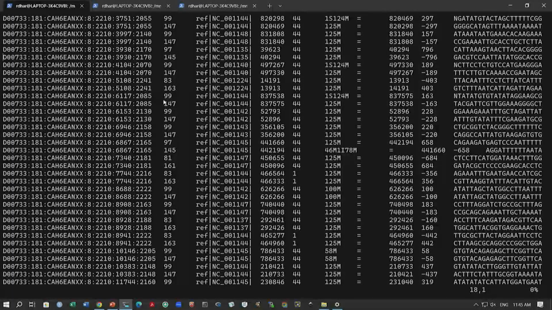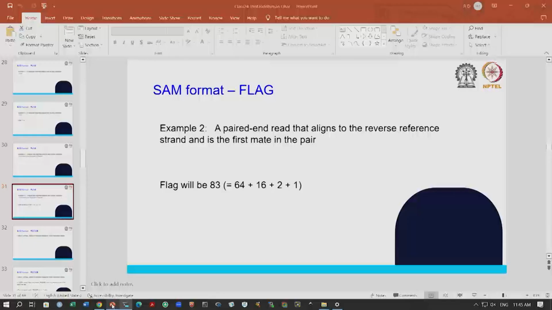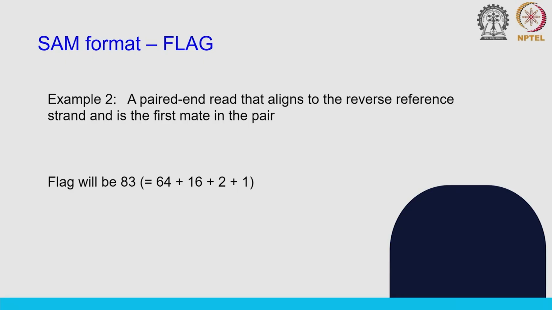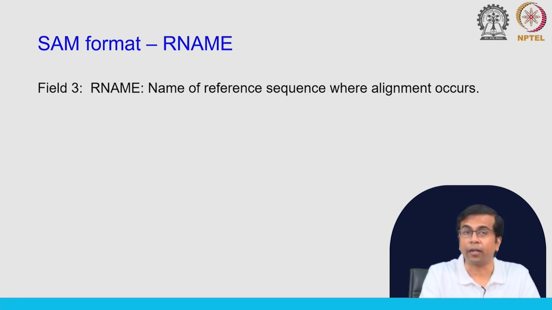We will keep this open, but we can now go back to the presentation and look at the other fields after this flag. We have described fields 1 and 2. Now we can go to field 3, which describes something called RNAME. This is the name of the reference sequence where the alignment occurs.